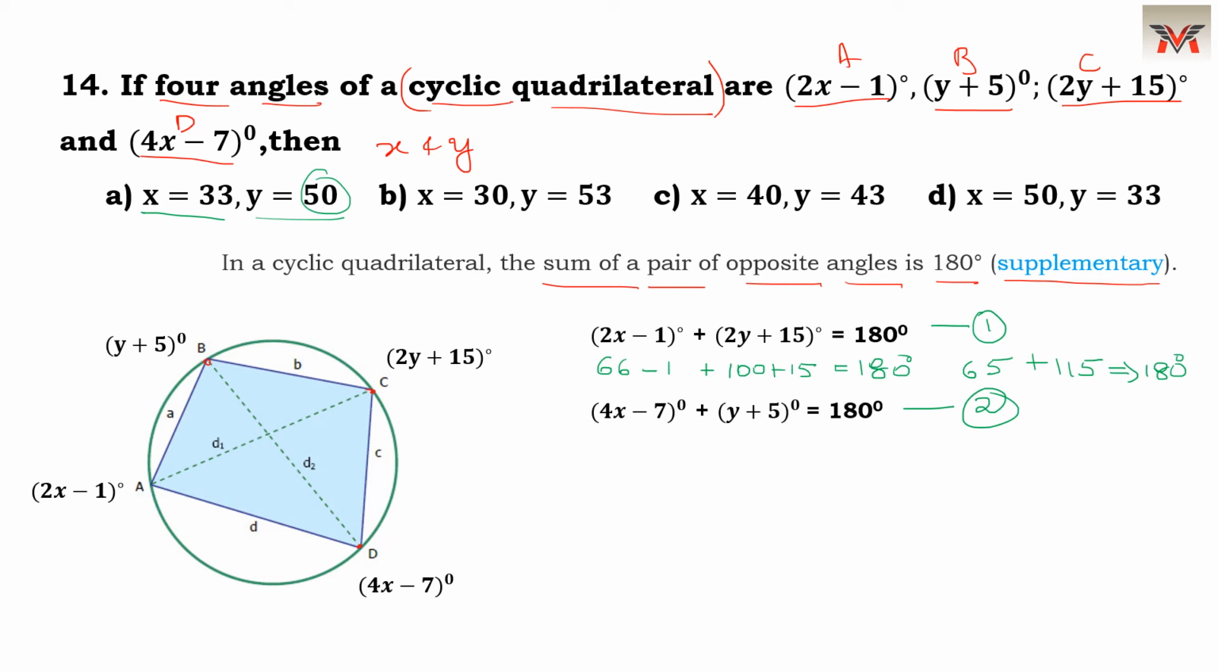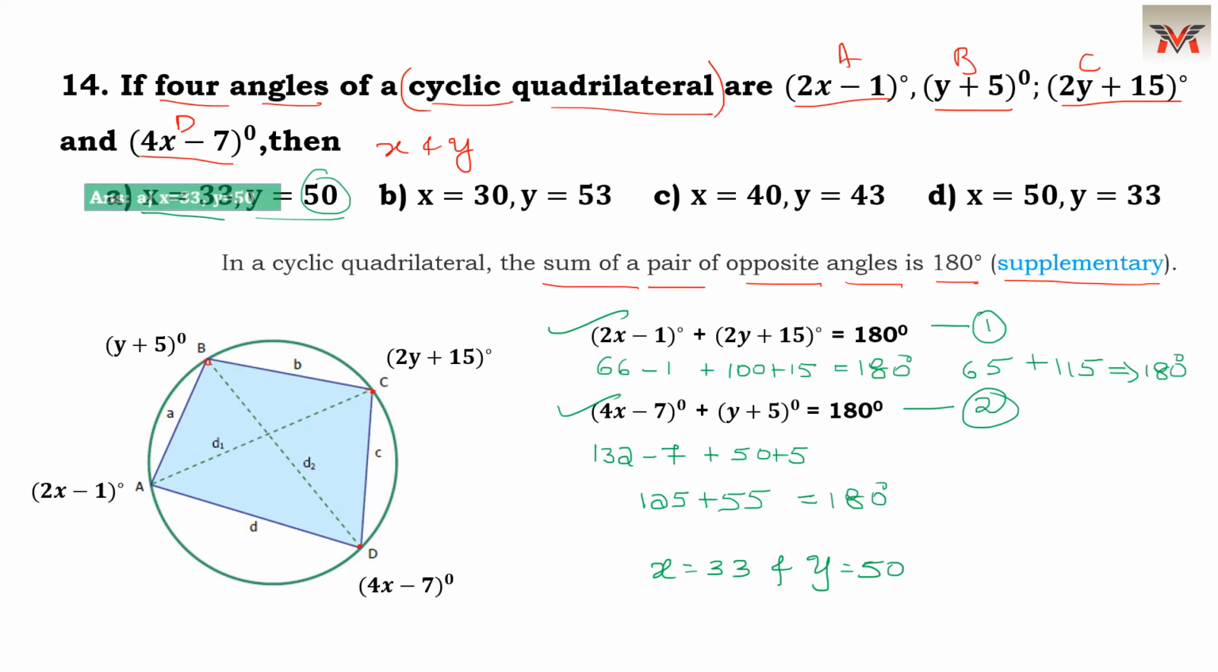It is 4 into 33. So 4 into 33 gives me 132, minus 7, plus y, which is 50 over here, plus 5. Just observe, this gives you 125 plus 55. What is 125 plus 55? It is also equal to 180 degrees. So the values x is equal to 33 and y is equal to 50 satisfy both the equations here. Therefore, the correct answer is option A, x is equal to 33 and y is equal to 50.